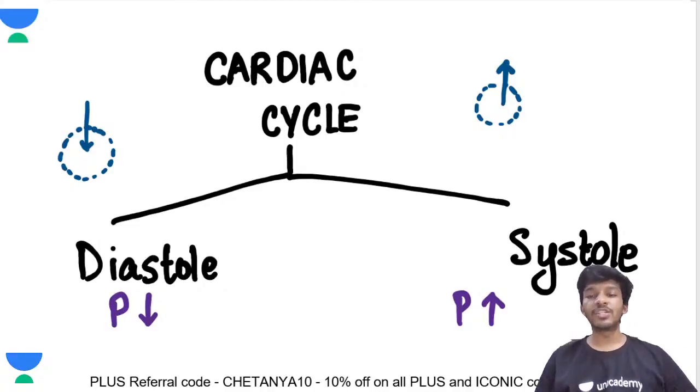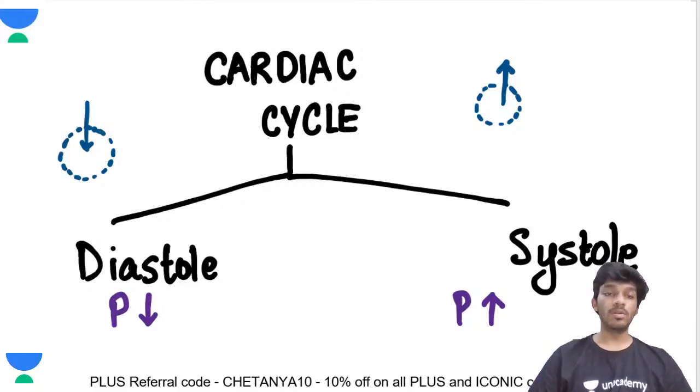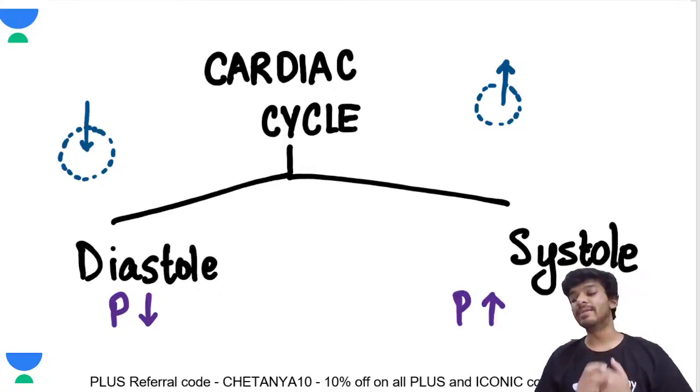When you increase the pressure, it is systole. And when you decrease the pressure, it is diastole, right? So it is related to the pressure. Okay, that's clear. So when do I call it atrial systole? I call it atrial systole when the pressure in the atria is rising.